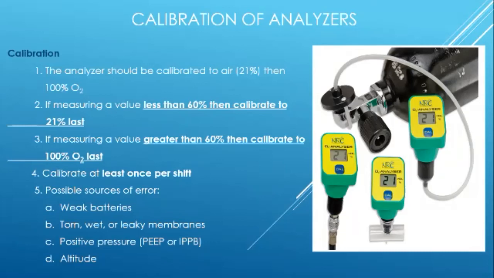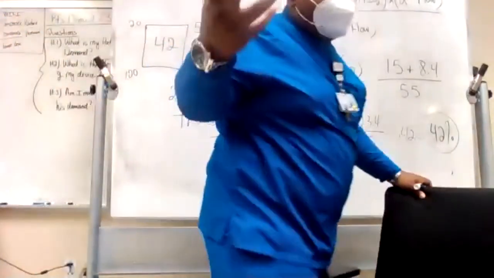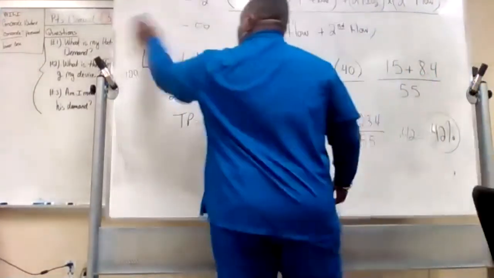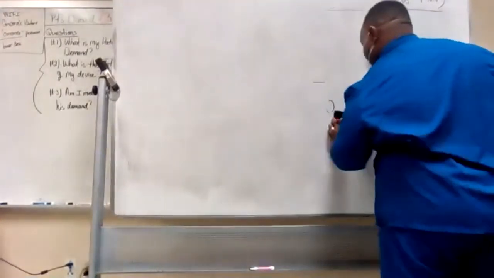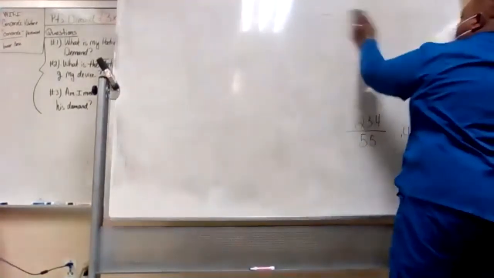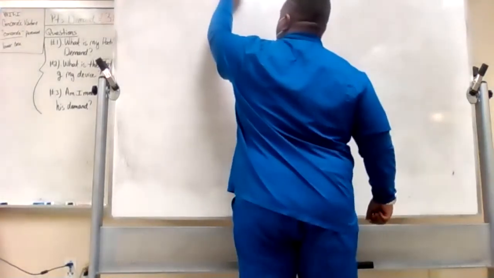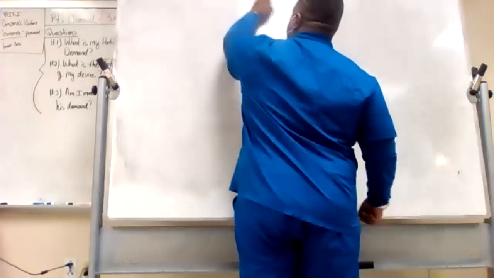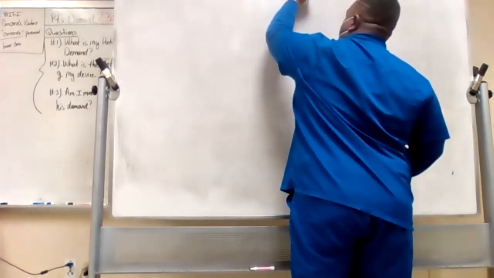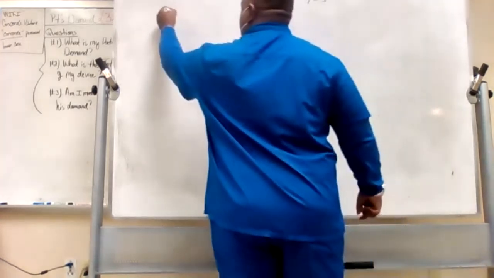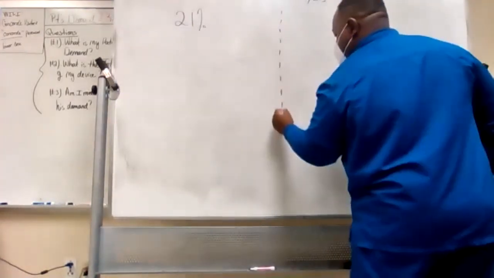So let's look at it, because that can get tricky. But once you got it, you got it. All right, so how do I calibrate? If I'm calibrating an O2 analyzer, you've got 21% gas over here and 100% gas over here.